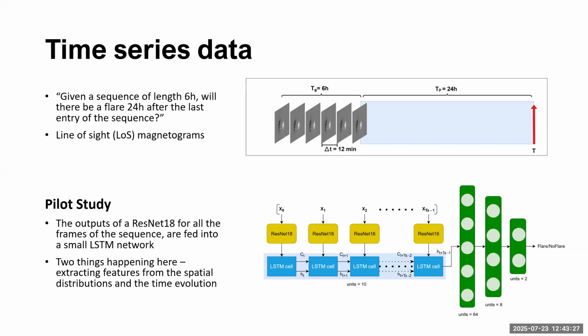To do this, we started out with the line of sight magnetograms, and we did a pilot study where we took each of these frames and got the outputs of the ResNet 18 model, the probability of flaring for all of those, and fed that to an LSTM, a small LSTM network. The data is no longer just spatial, it's spatial temporal now. So you have features in both the spatial domain as well as the time domain.